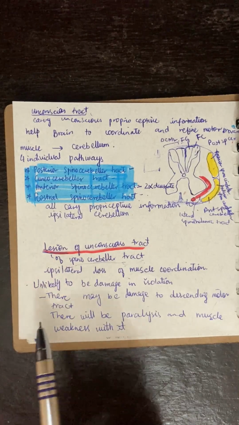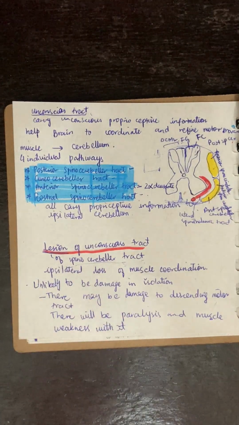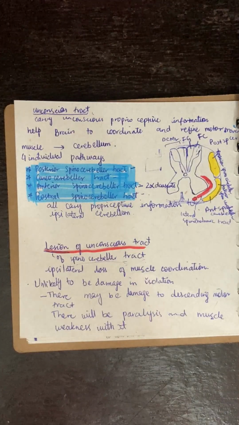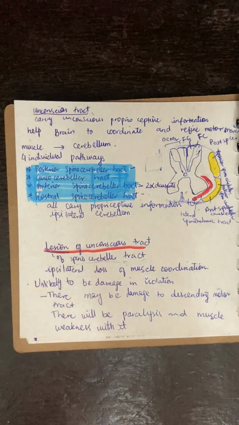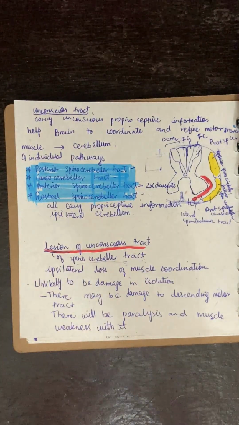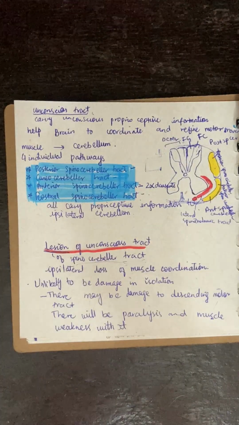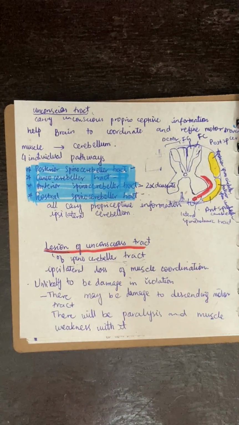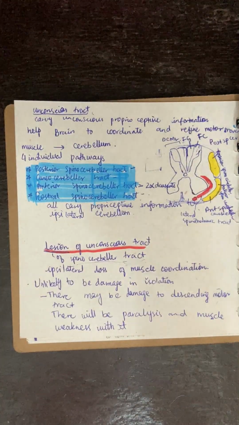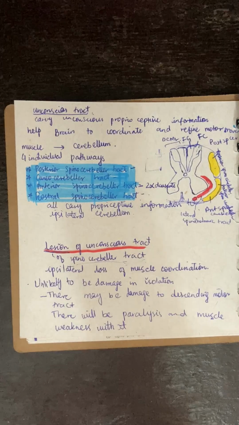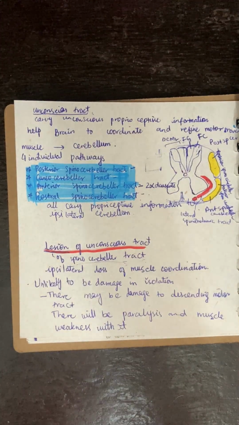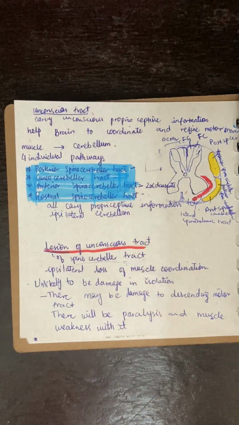Now, if there is a lesion in the unconscious tract, that is the spinocerebellar tract, there is ipsilateral loss of muscle coordination. Now, it is very unlikely that the spinocerebellar tract is damaged in isolation. So, there may be damage to the descending motor tract with it. Descending motor tract involvement causes paralysis and muscle weakness, and so the effects that are due to spinocerebellar tract damage are masked.